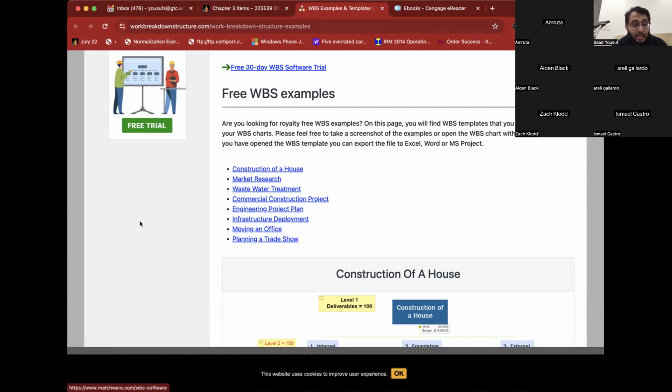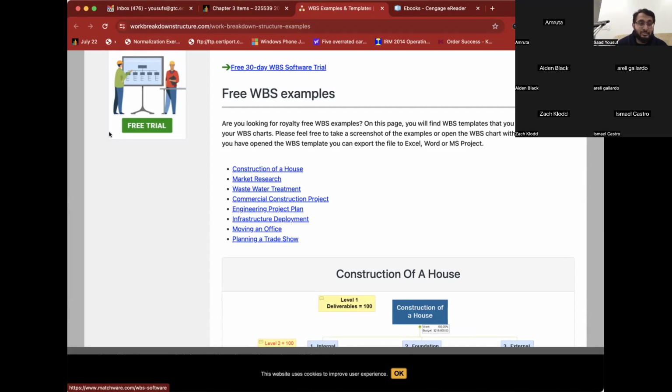Okay. Room number 3, Aiden, Devin, and Miguel. You guys had engineering project plan and infrastructure deployment. Same questions as your room 2? We didn't really have any background knowledge on it, but we talked about how it's a nice way to plan out everything step by step.